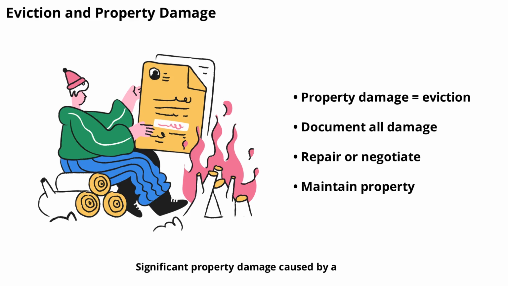Significant property damage caused by a tenant can also be grounds for eviction. Landlords must document the damage and follow the legal process. Tenants should repair any damage they cause or negotiate with the landlord to avoid eviction. Keeping the property in good condition is always the best policy.